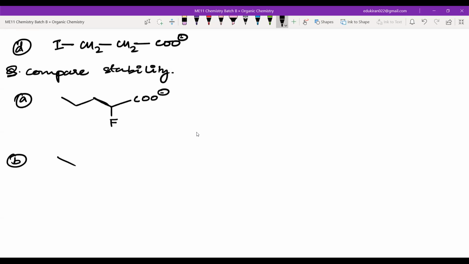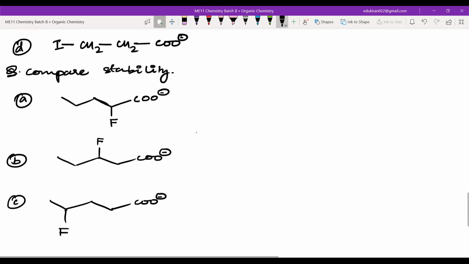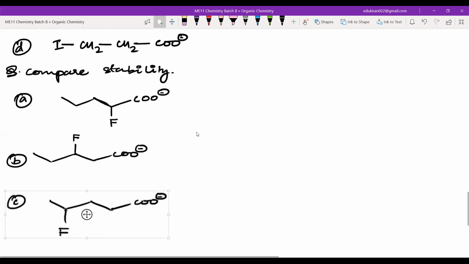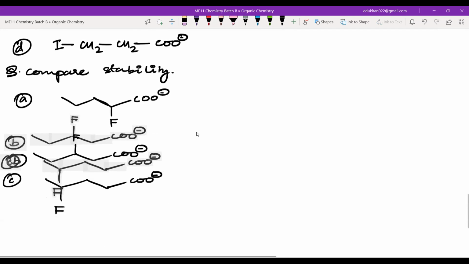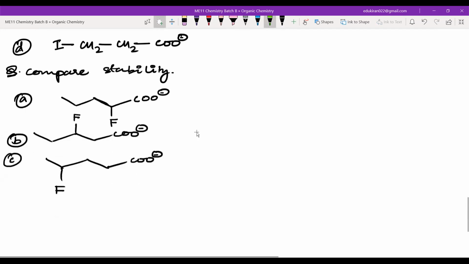And B is COO negative. The fluorine atom is attached here. C is, if you have the same molecule, COO negative, but the fluorine atom is attached here. And let me just crunch some space. And you have the fluorine atom attached here.